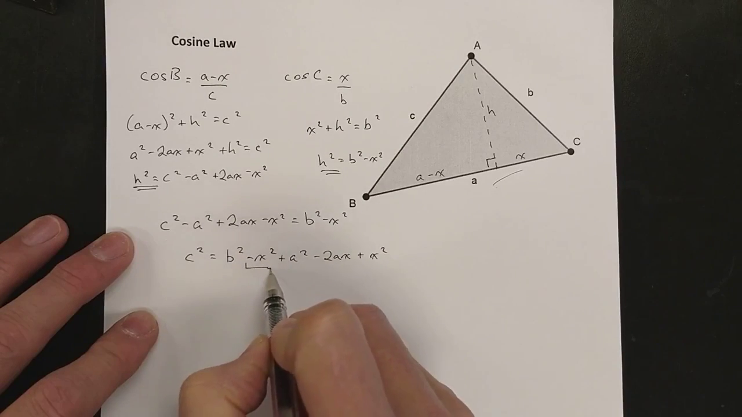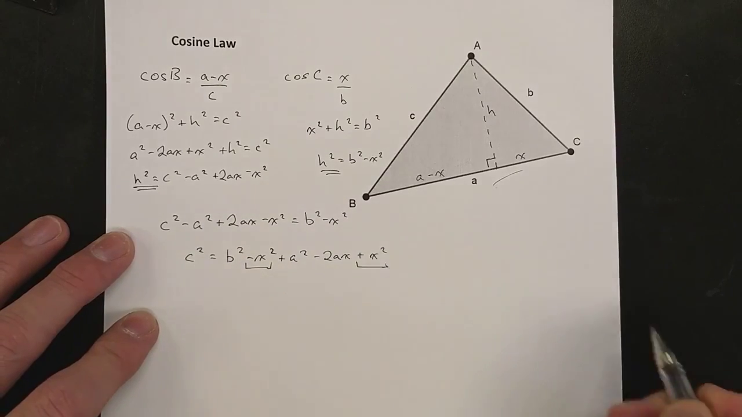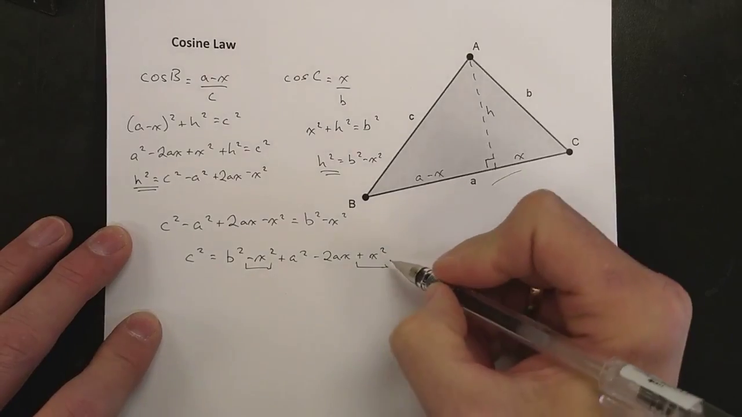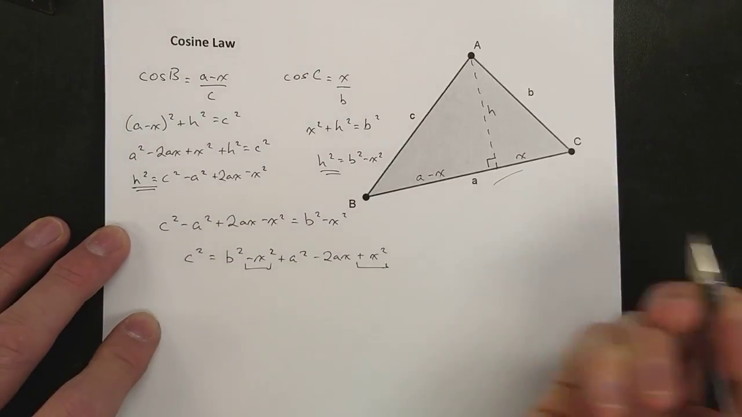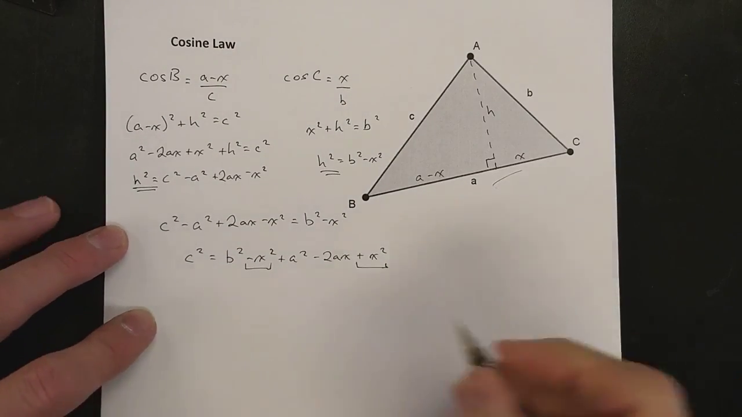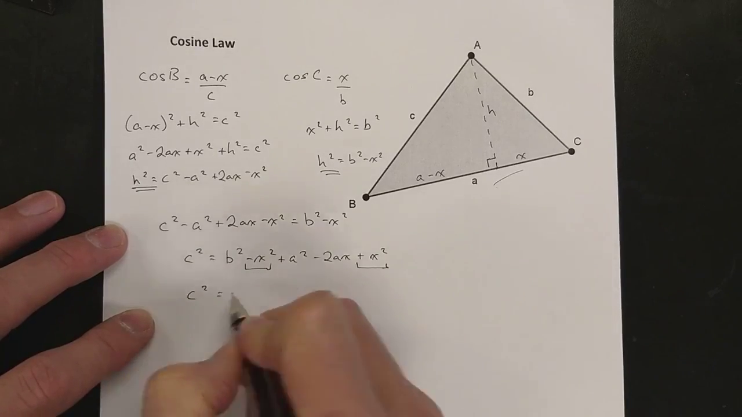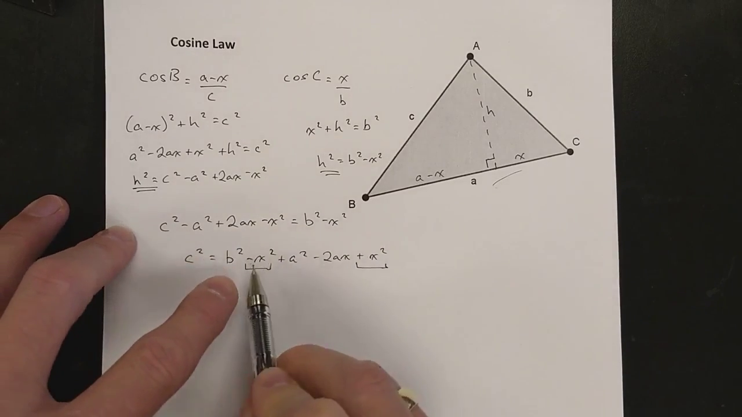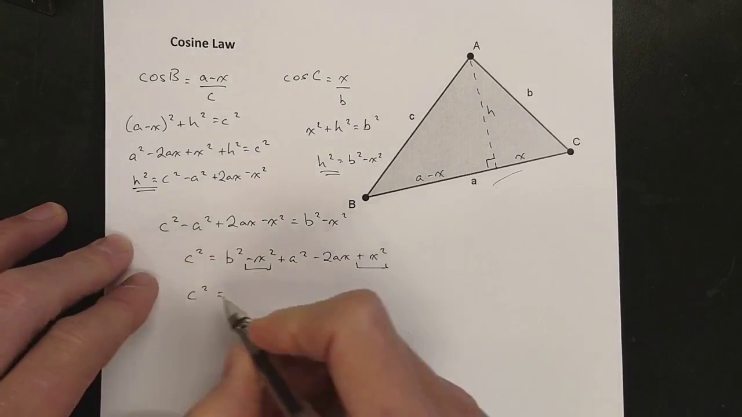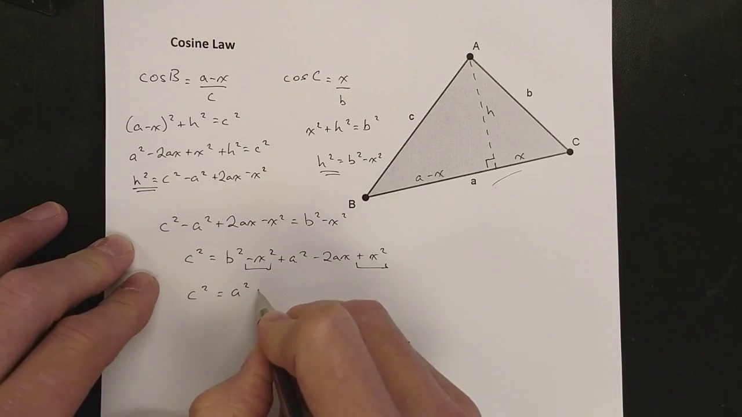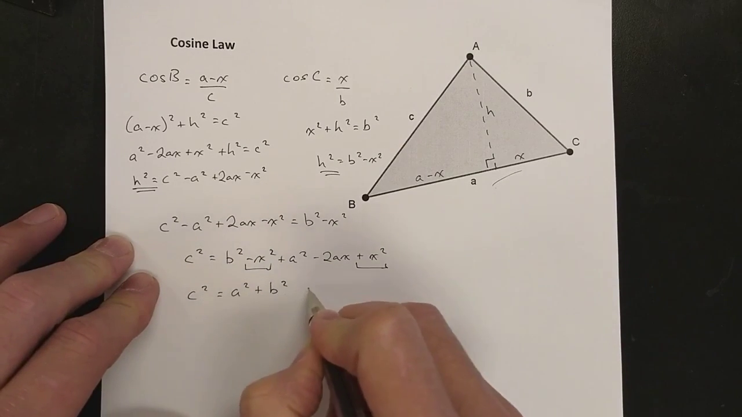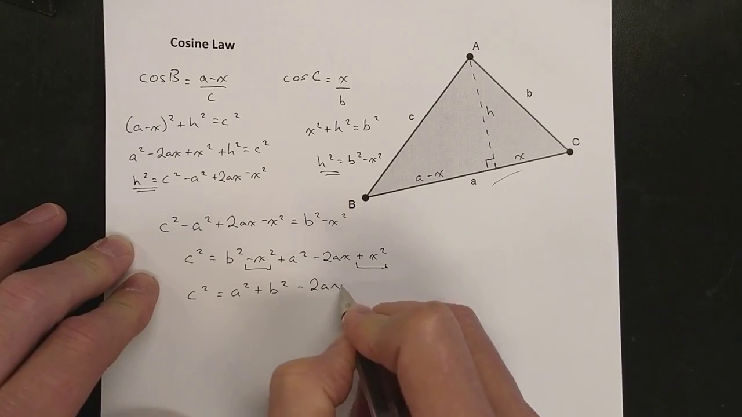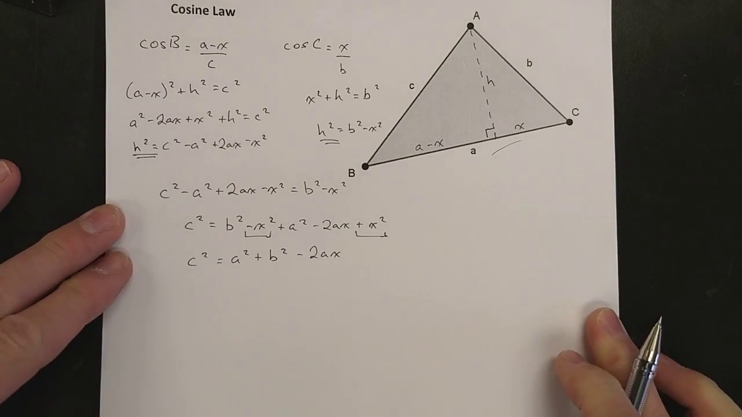If I look at this, I have a minus x squared and a plus x squared. Those two things, when I add plus and minus x squared, they disappear. My x squareds disappear. And so I'm going to rewrite this. And again, because I know where this is going, I'm going to switch the order of a squared and b squared, right? But b squared plus a squared is the same as a squared plus b squared minus 2ax. And I'm doing pretty well here.